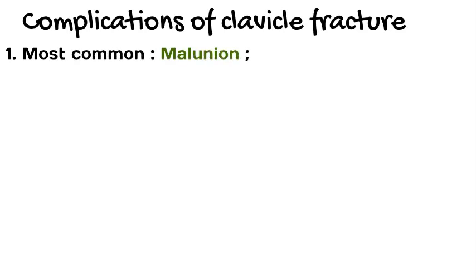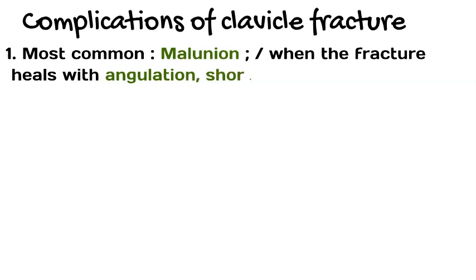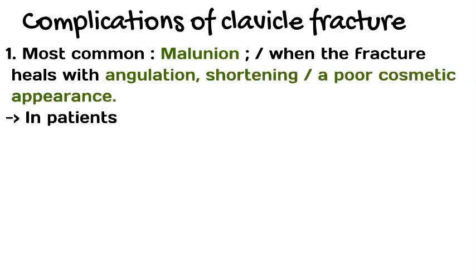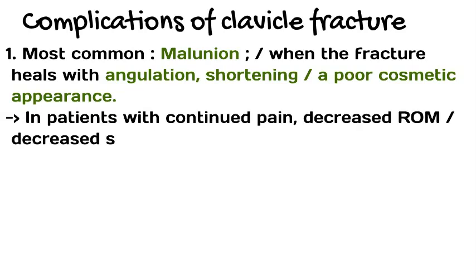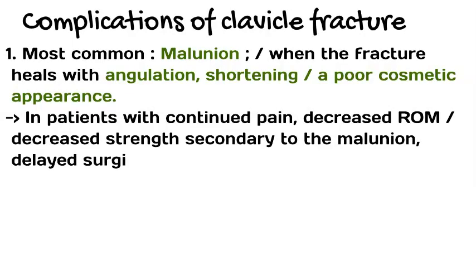Complications of clavicle fracture. Number 1, the most common is malunion, or when the fracture heals with angulation, shortening, or a poor cosmetic appearance. In patients with continued pain, decreased range of movement, or decreased strength secondary to the malunion, delayed surgical correction may be required.